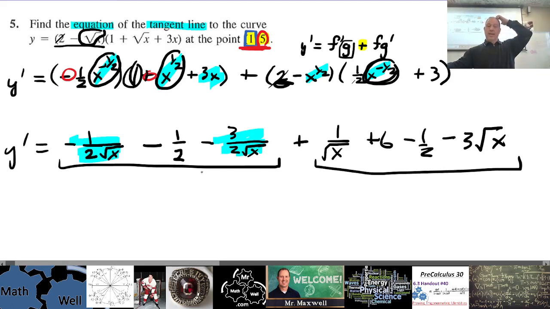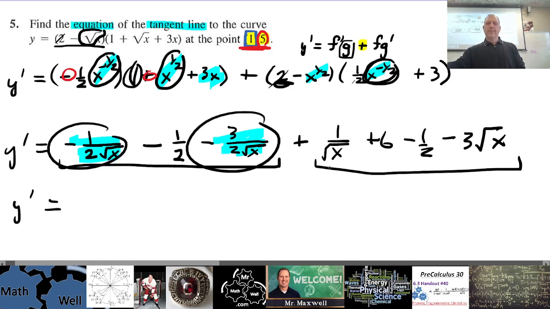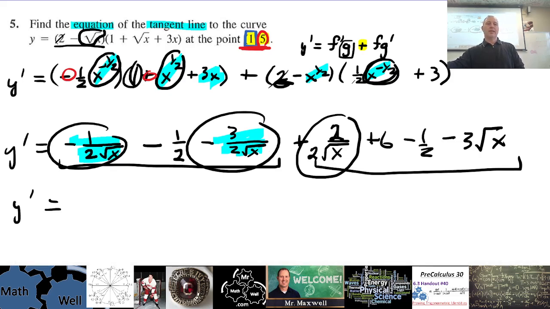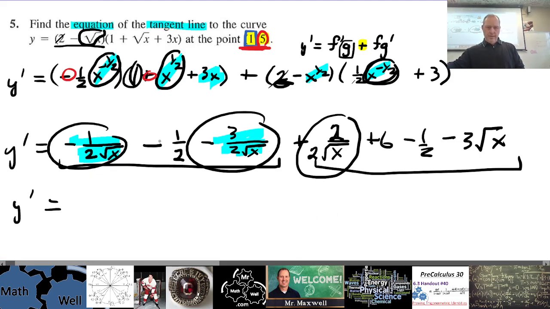So let's gather some like terms if we can. Let's see what we got here. These two are like terms for sure. This one is almost a like term. We could multiply top and bottom by 2, and actually that's a like term now. So it'd be good to add all three of those together. With 2 root x on the bottom, it's easy to get those to common denominators. So negative 1 minus 3 plus 2. That's negative 4 plus 2, which is negative 2 over 2 root x when we combine those three. And yes, we're going to be able to simplify this a bit more because we have 2 over 2 there. So next step, we'll do that.